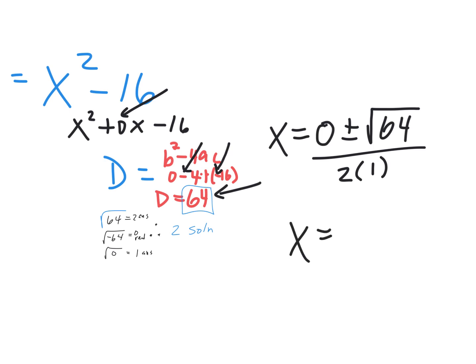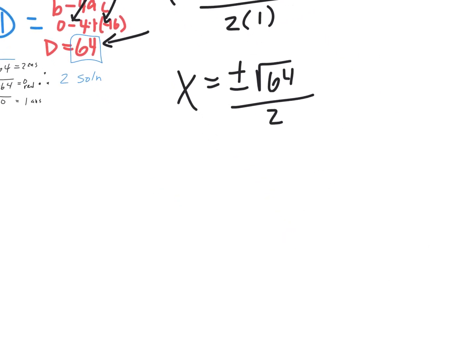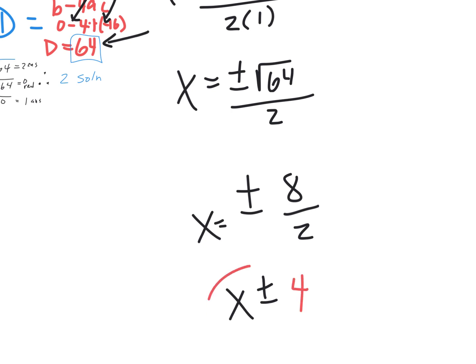So now, if you know how to do square roots, this is going to be easy. What is the square root of 64? 8. So you got plus and minus 8 over 2. So that's really plus and minus 4. There's your final answer.